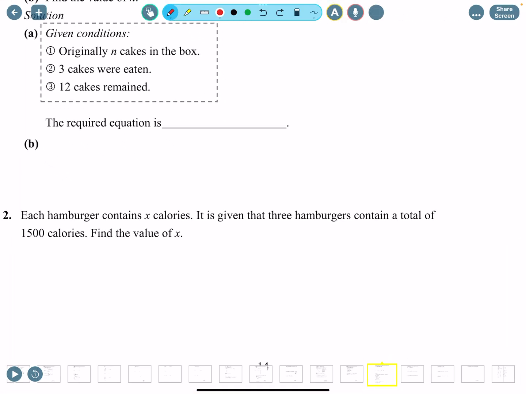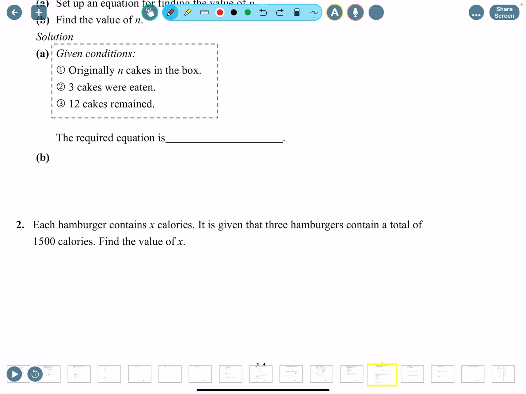So I'm going to start with an easier question first, and then make sure that everybody's getting a grasp of the topic. I'm sure some of you forgot what you learned before, so we're going to start with this one. Let's just read the question first. Each hamburger contains X calories. X is the unknown.